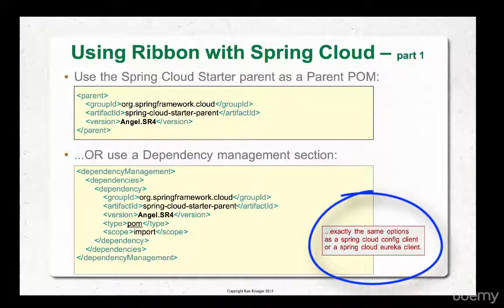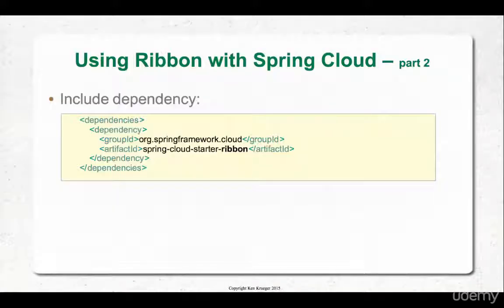Again, this should look very familiar. This is essentially the same series of steps and choices that we would take for a client to use Spring Cloud Config Server or Spring Cloud Eureka. Also similar to what we've seen before, we need to add a Spring Cloud starter for Ribbon. This will bring in all of the Spring Cloud and Netflix open source software jars that we need to take advantage of Ribbon. Again, this is all client side. There is no server side configuration with Ribbon.